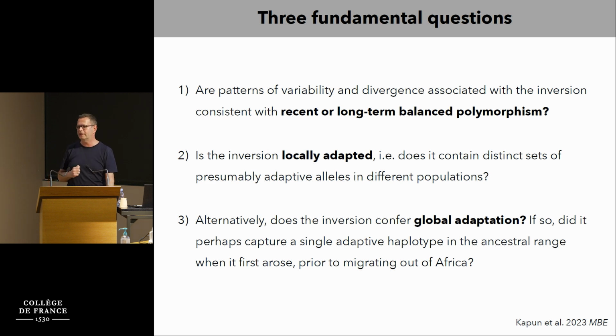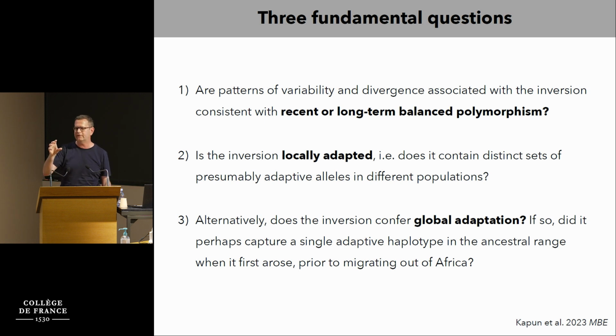The problem, however, is that this is slightly at odds with the fact that these inversions have a quite high intermediate frequency, including in Africa. So we wanted to look at that. Then secondly, we wanted to see, by looking at genetic data, whether this inversion is in some sense locally adapted.